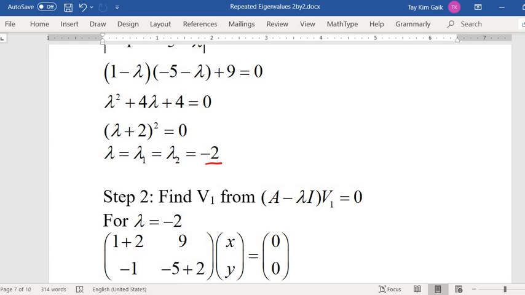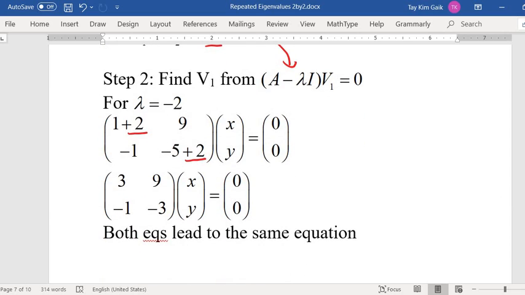The second step finds the eigenvector v1 from A minus lambda I times v1 equal to 0, plugging in lambda equal to negative 2. So A minus negative 2 I gives a plus 2, only changing the main diagonal. We notice these two rows are equivalent: if you take row 1 and divide by negative 3, you get the second row. This gives the matrix [3, 9; -1, -3] times (x, y) equal to the zero vector.